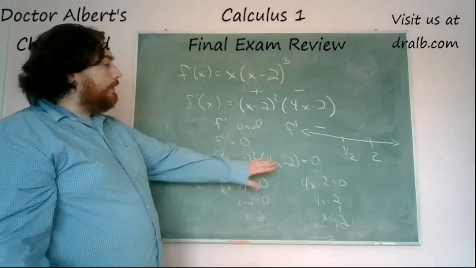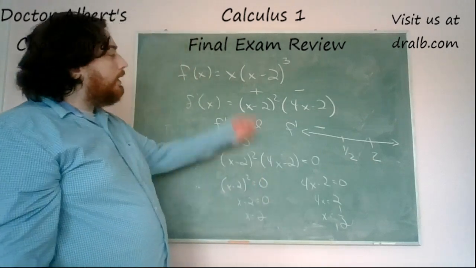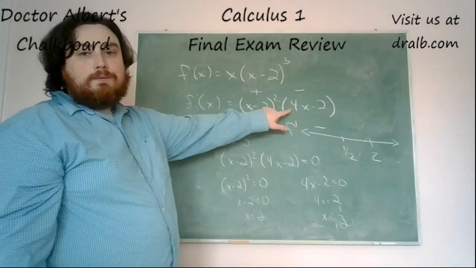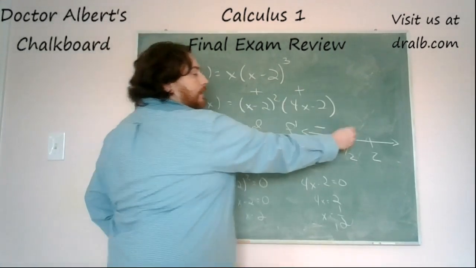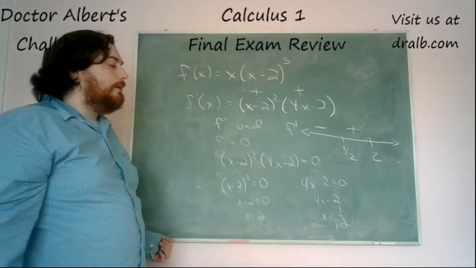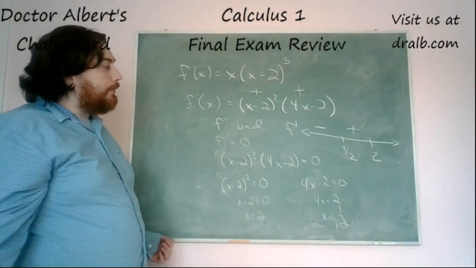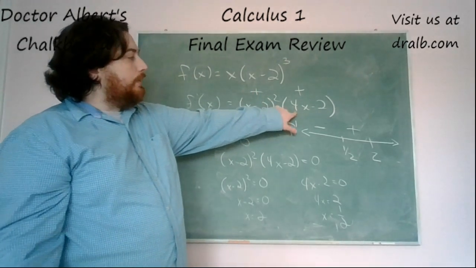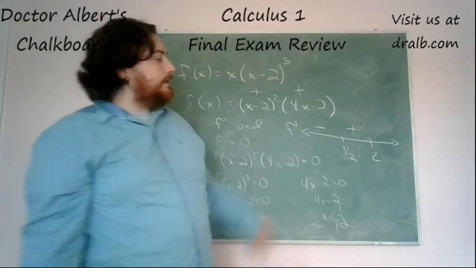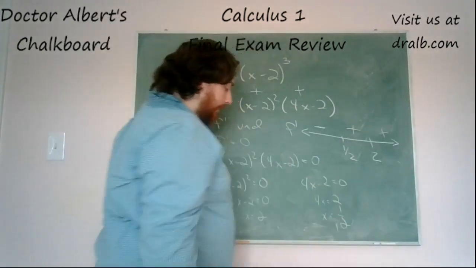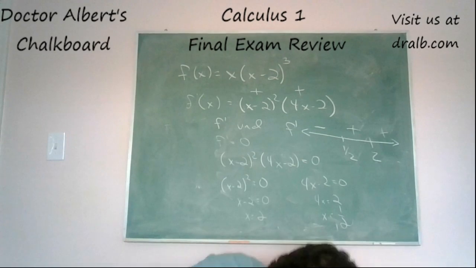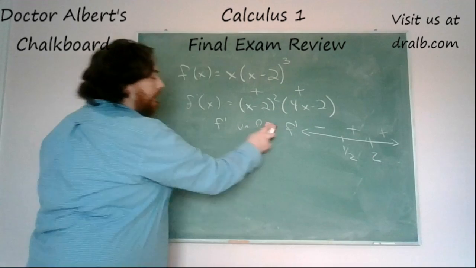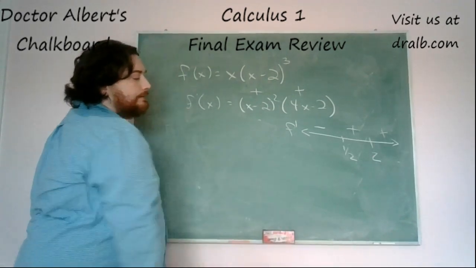If I pick something between 1/2 and 2, I would pick 1. 1 minus 2 is negative 1, squared is positive. 4 minus 2 is positive. So this ends up being positive. And then if I pick 3, 3 minus 2 is 1, 1 squared is 1, which is positive. 12 minus 2 is 10, which is positive. So I also get positive over here. Therefore, I have what I need to find increasing and decreasing.